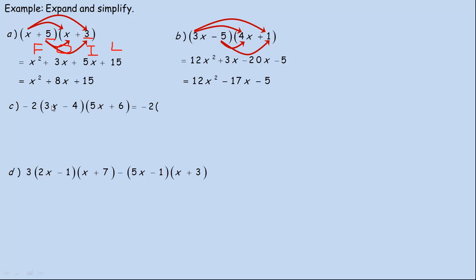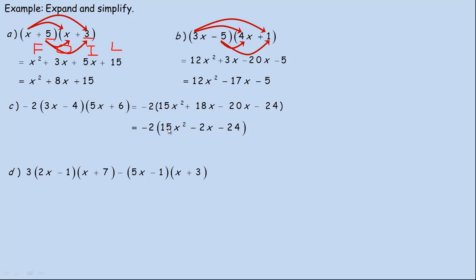So F from FOIL, the first terms, 3x times 5x would be 15x squared. The O is the outer terms, the 3x by the 6, which is 18x. Then we multiply the inner terms together. -4 times 5x would be minus 20x. And the last terms, -4 times 6 would be a minus 24. And then let's collect the like terms. See, these are like terms. 18x minus 20x would be -2x. So everything else is the same in here except that's -2x.